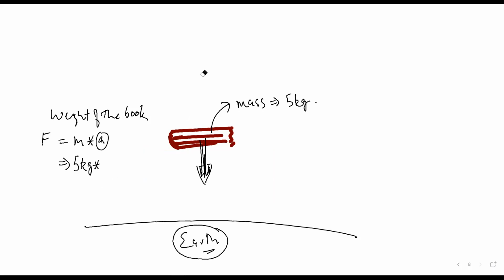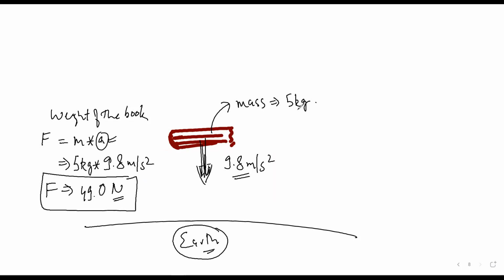Yes, sir. So, for example, if I remove the table, this book will fall with the acceleration of 9.8 meter per second square. Chris, is it making sense? Yes, sir. So that is why I'll have to multiply by this acceleration that Earth can provide to this book. So the weight of the book is 5 times 9.8, which is 49 Newton, and the mass would be 5 kg.